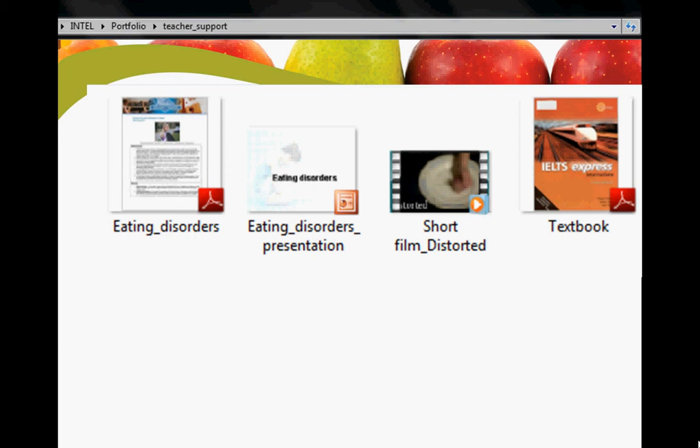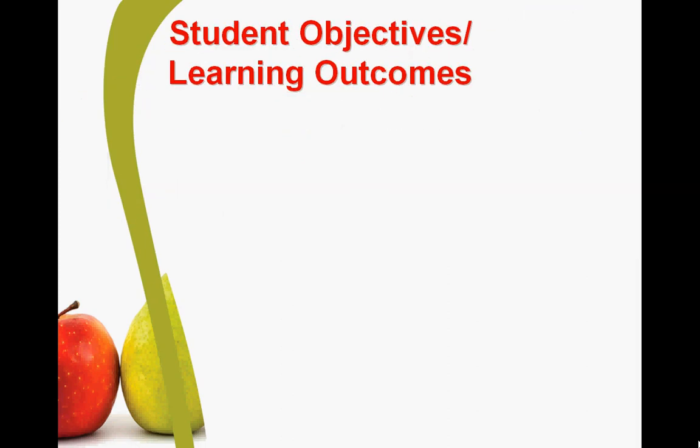Before I move on to the final part of this presentation, I would like to do a quick revision. So far I have presented my unit foundation, unit details, assessment plan, student support and samples, and teacher support. Now, I just want to state the learning outcomes of my unit plan. This is what I hope the students will get after completing all the tasks and projects.